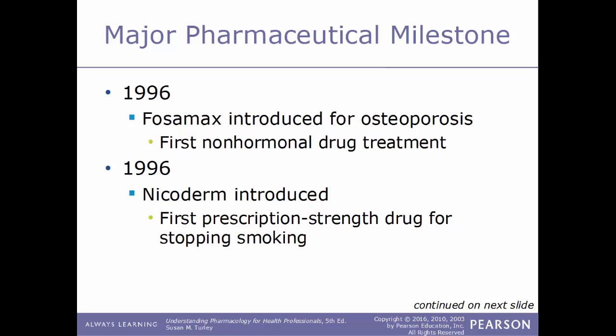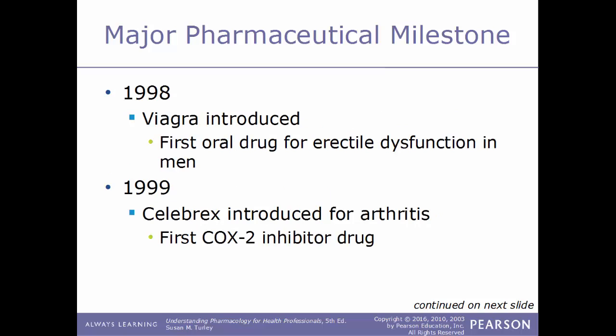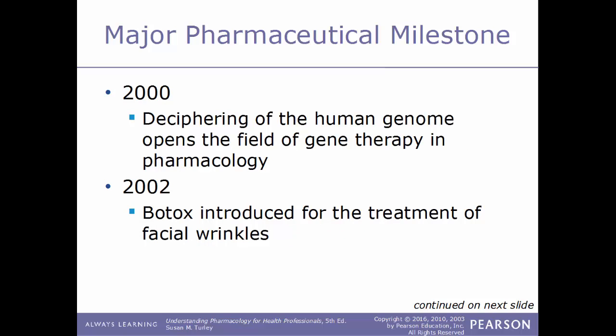1996, Fosamax is introduced for osteoporosis. It's the first non-hormonal drug treatment. Also in 1996, Nicoderm was first introduced. It's the first prescription strength drug developed to help to stop smoking. 1998, Viagra is introduced. It's the first oral drug developed to help treat erectile dysfunction. 1999, Celebrex is introduced for arthritis. This is the first COX-2 inhibitor drug. 2000, deciphering of the human genome opens up the field of gene therapy for pharmacology. 2002, Botox is introduced for the treatment of facial wrinkles.